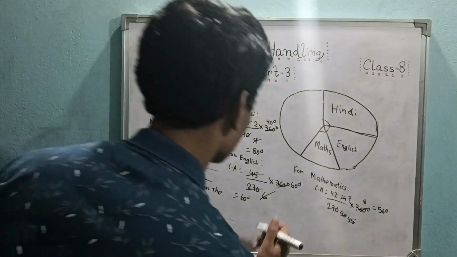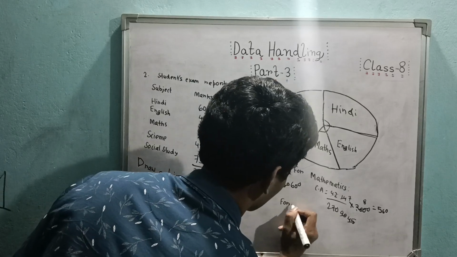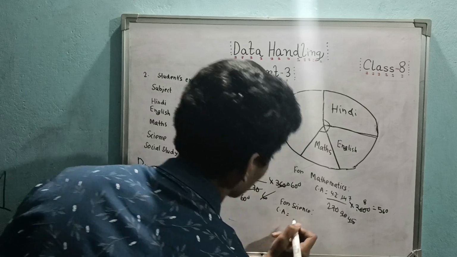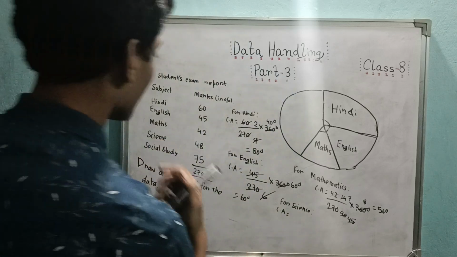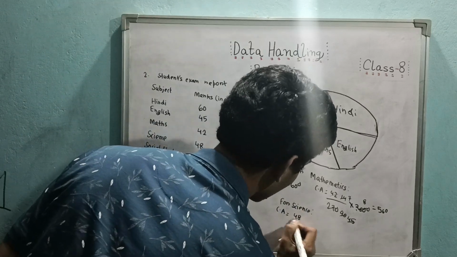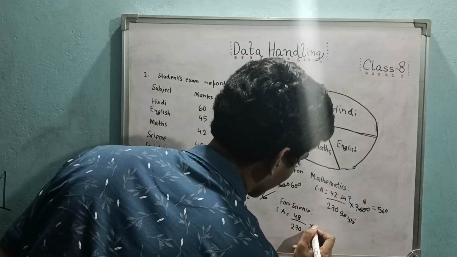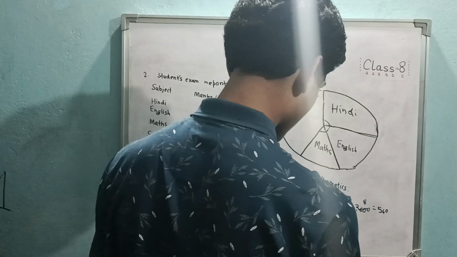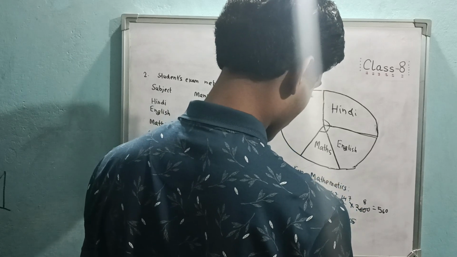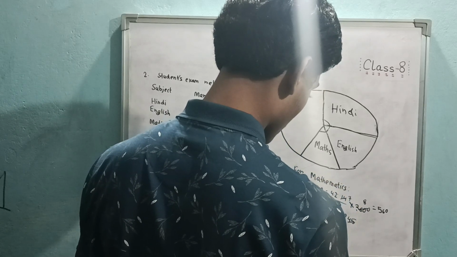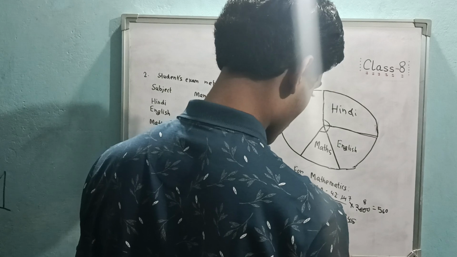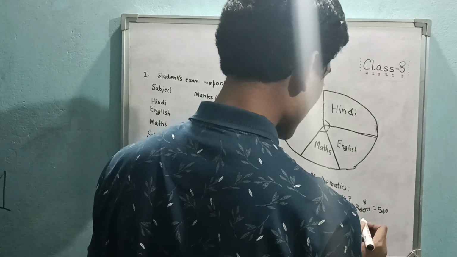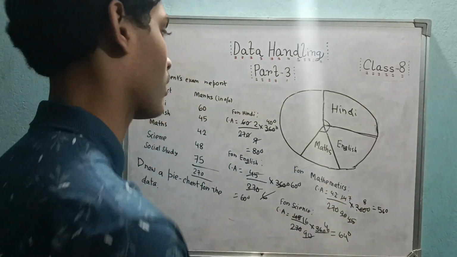Science is the next one. So for science, central angle equal to frequency of science 48, total frequency 270, multiplied by 360 degree. Then get the job done with 64 degree.